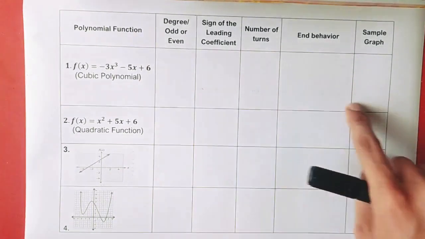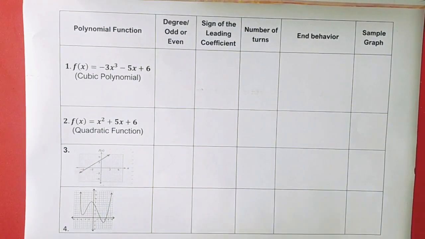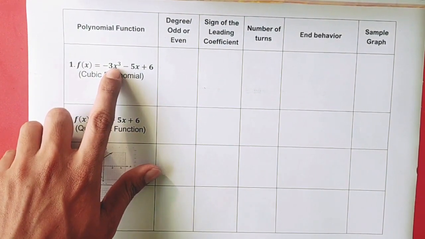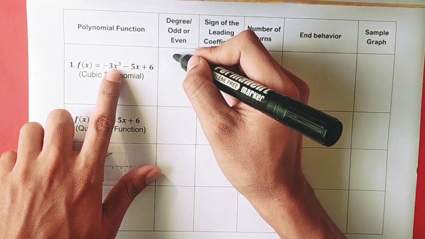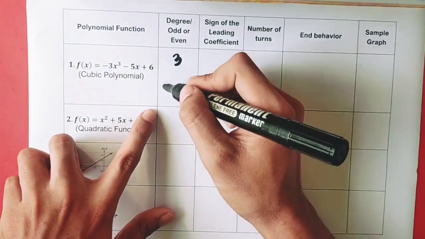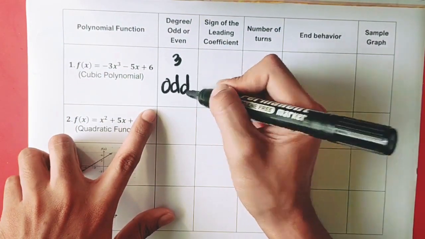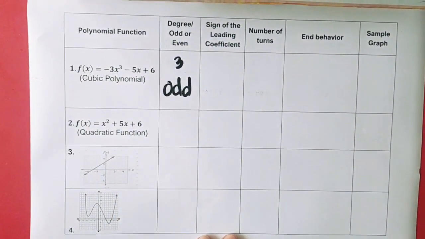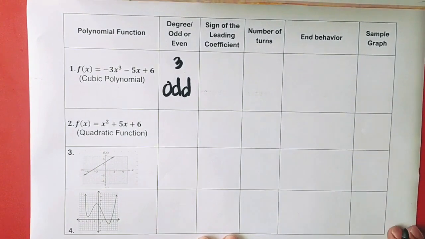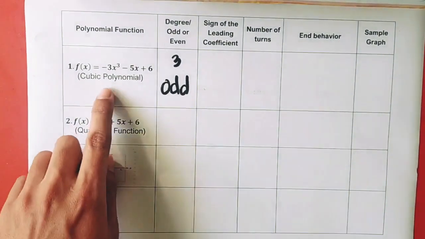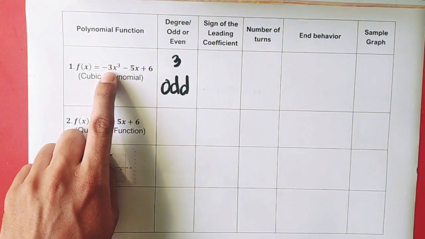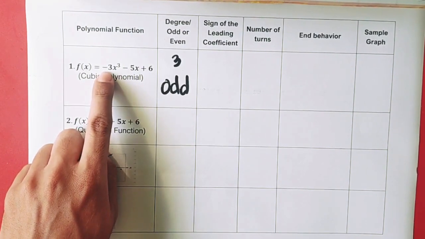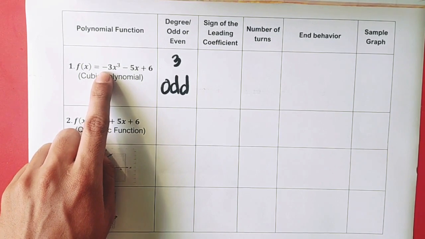Before that, let's have this one. So what is the degree here? The degree is 3. It is the highest exponent. So the degree here is 3, and 3 is an odd number. Next, the sign of the leading coefficient. What is the sign of the leading coefficient? This is the leading term. So negative 3 is the leading coefficient. What is the sign? It's negative.